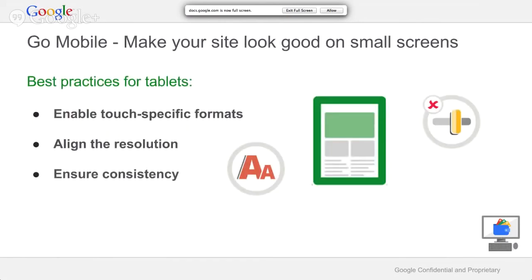Last but not least, regarding tablets, we're just going to give you three main key recommendations. Enable touch-specific formats, such as, for example, slideshows that a user can swipe, because the experience that they will be having with a tablet is not going to be the same as the one in mobile, and also the environment where they are going to be using the tablet is not going to be the same one as in mobile. Also, align the resolution of the page and its fonts to the smaller screen sizes.